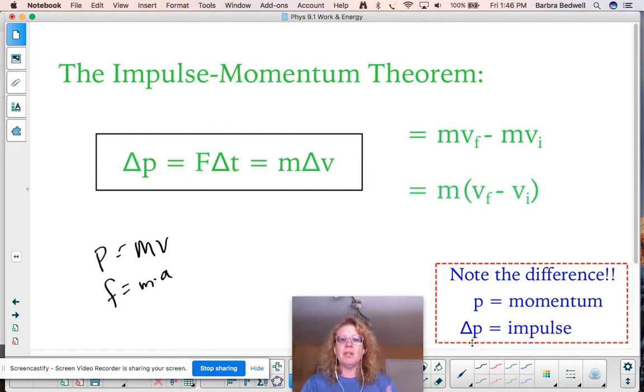It's change in momentum. In order for something to change its momentum, there must have been a force applied somewhere. And how do I know there was a force? If it's changing its velocity, there had to have been acceleration somewhere. Therefore, there would have to be a force involved. So P is momentum, triangle P or delta P is impulse.